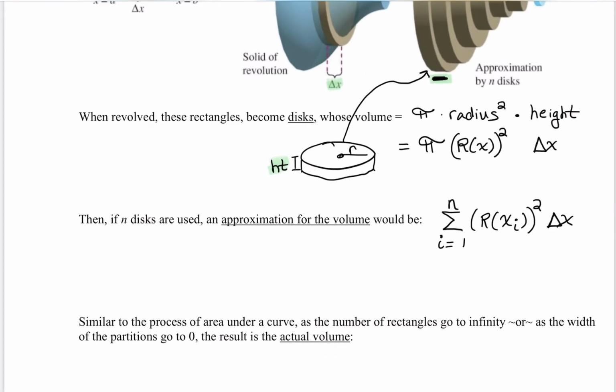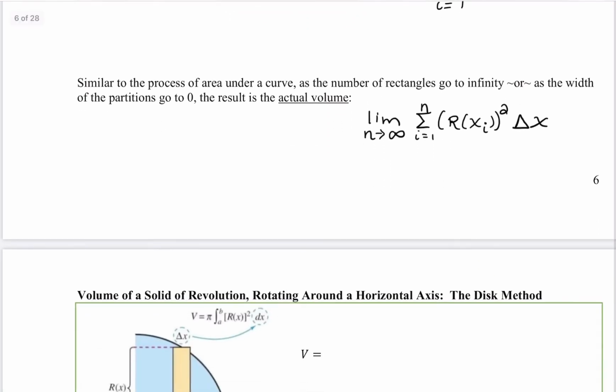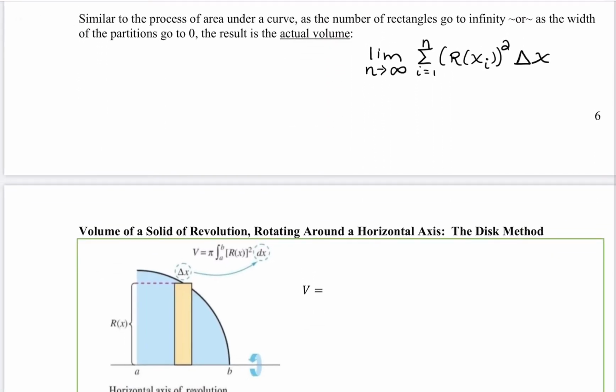And then we say, let's find the actual volume by taking the limit as n goes to infinity of that Riemann sum. And so this is how we develop a lot of our applications. We look at one slice, one partition, sum n of those, and then look at what happens when the limit as n goes to infinity, and what we get is our definite integral. So that is what we have on the top of this next page summarized.